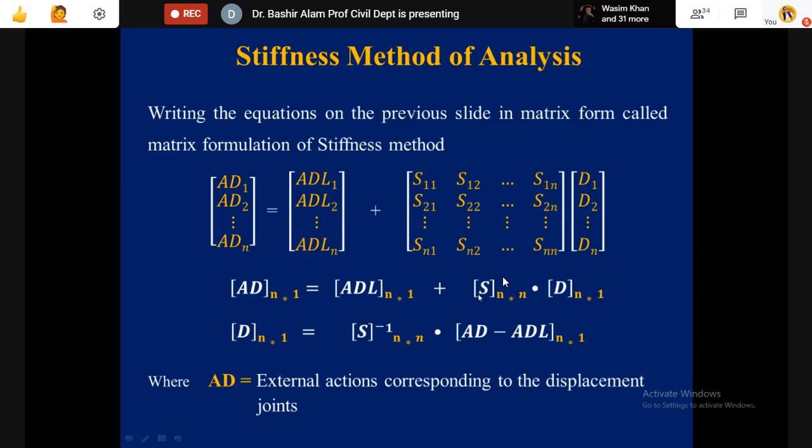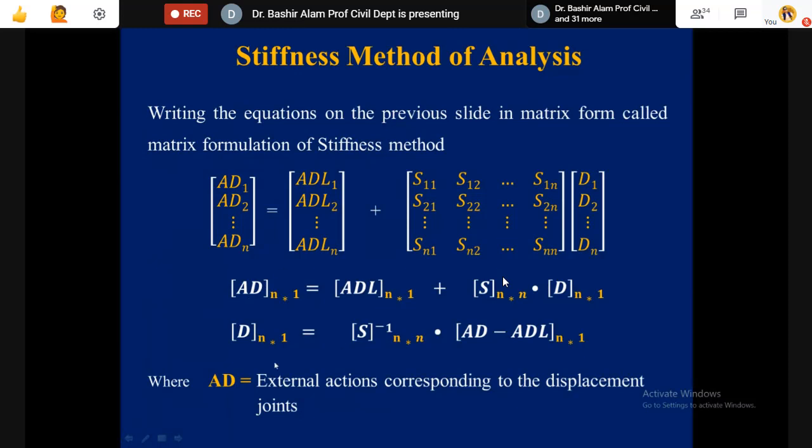How will the stiffness matrix be generated? If you remember, in the flexibility method we were giving unit action at the redundant locations and calculating the displacements produced corresponding to the unknown reactions. Here we will be giving unit displacement and calculating the actions produced. We'll discuss these things in the coming slides.